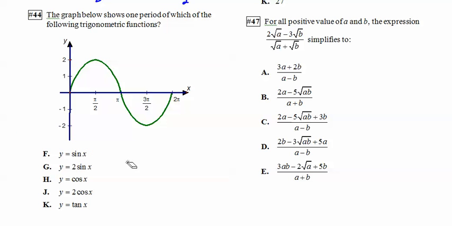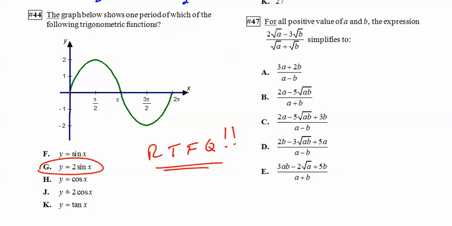That's wrong because the amplitude is up here at 2. So we need to have a 2 out front. Read the full question. Read the full question. All right, check all the answers while you're at it.